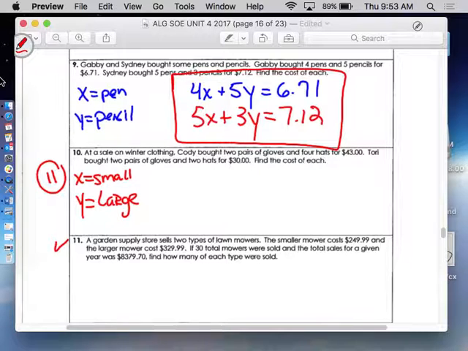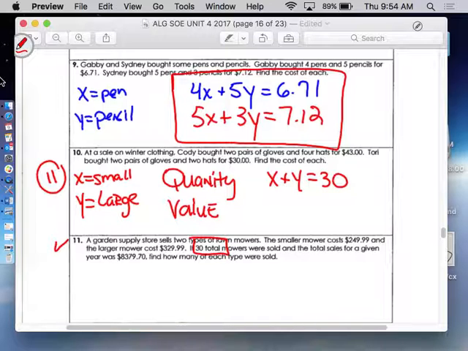So this is the quantity value problem. So how many have I purchased, and what is the value? Okay, so here I've purchased a total of 30. That's combining both the small and the large. So my first equation looks like X plus Y equaling 30.